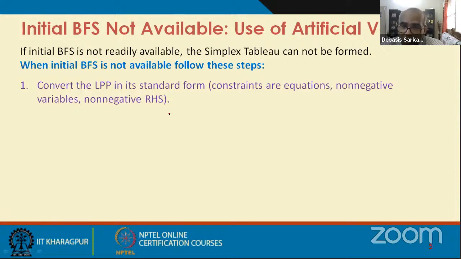While solving a linear programming problem, after converting the problem to its standard form, that means all the constraints are converted to equality constraints by putting in surplus variables, slack variables, etc., all the variables are non-negative, and the right-hand side vector is non-negative. That is what we mean by converting the LPP to its standard form. If there is any negative element in the right-hand side, you have to multiply both sides by a minus sign to make it positive.